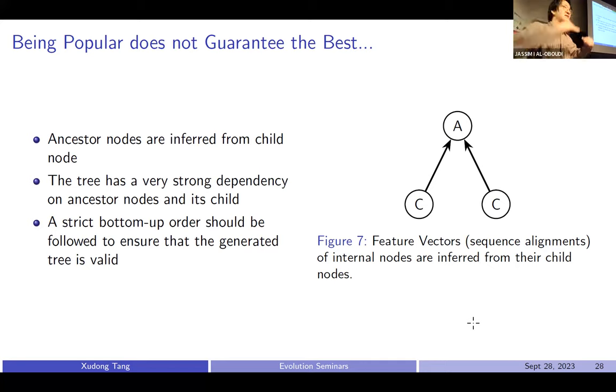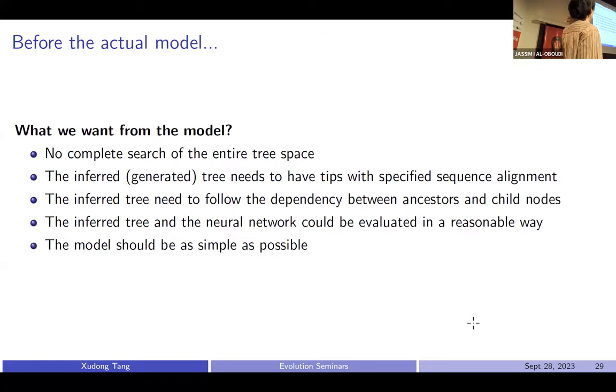So there's a very strong dependency between them. We have to do a bottom-up generation. So what I'm saying is we have to have two species nodes, and then an ancestor node, another species node, and then an ancestor node, right? Since one-shot generation generates everything at the same time, there's no such dependency that could be followed. So it would violate the property of a phylogenetic tree. So sequential order it is.